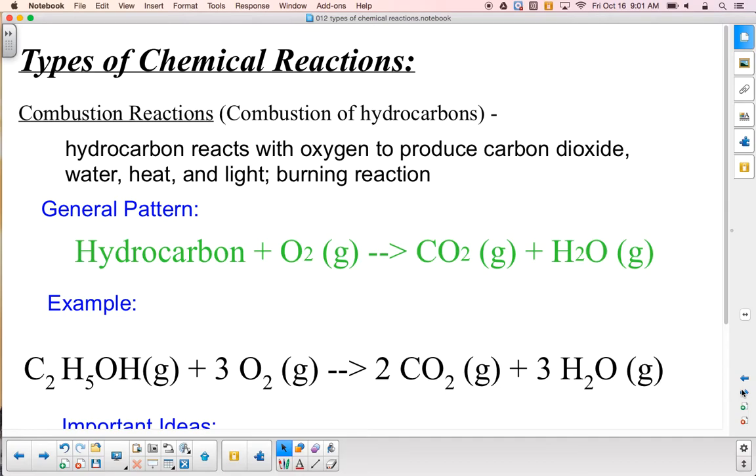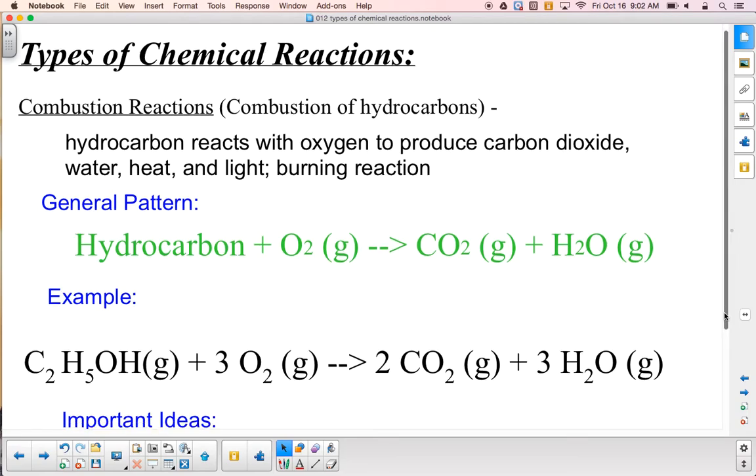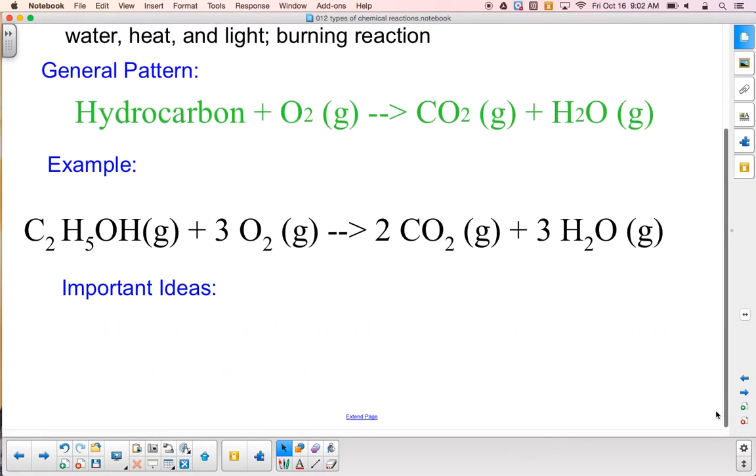The general pattern for all of the combustion reactions is going to be a hydrocarbon plus oxygen gas yields carbon dioxide and water vapor. A more specific example of this is shown here, the combustion of ethanol. This would be the reaction that takes place in one of the little Sterno burners that would fuel something like a fondue pot or would keep your food warm at a buffet.